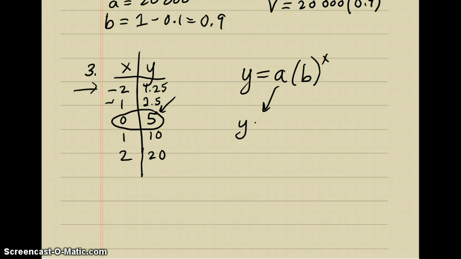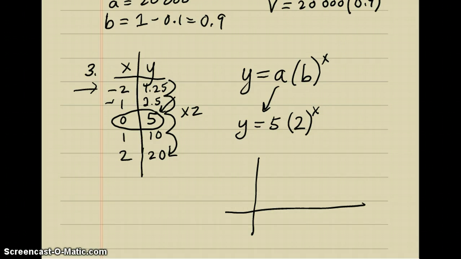So we have y equals 5, and then b is our growth or decay rate. So what are we multiplying by every time? 2. So 2 is our b value. In this case, it's not a percent. Technically it's 200%. It's doubling every time. And then to the power of x. This time, this is not an application. It's just given table values, and you can come up with the equation. The graph of this would start at 5 and go up by doubling.